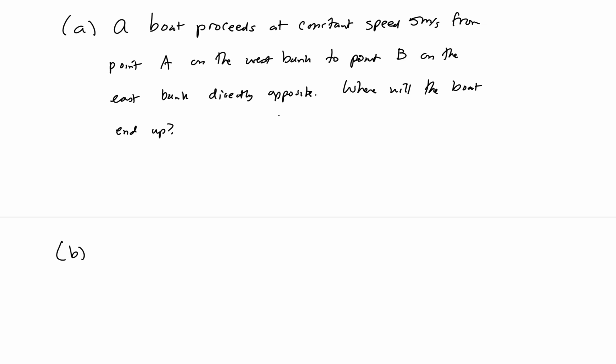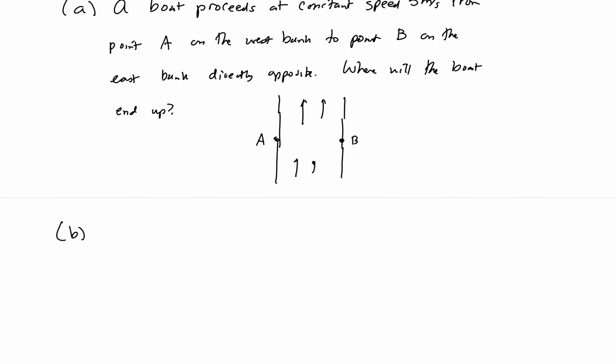Where would we go? So let's maybe draw a quick picture here. So here's my river. Let's say it's flowing like this. And if I start here at A and I just go straight over, with B straight across, and I just start my boat going straight across, it's going to gradually move over here like this. And I'm going to end up somewhere here. So that's what we're asking for the first question: where will we end up?